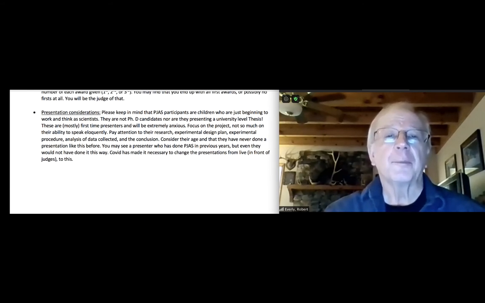Presentation considerations. Please keep in mind that PJAS participants are children who are just beginning to work and think as scientists. They are not PhD candidates, nor are they presenting a university level thesis. These are mostly first time presenters and will be extremely anxious. Focus on the project, not so much on their ability to speak eloquently. Pay attention to the research, experimental design plan, experimental procedure, analysis of data collected, and the conclusion, for their age, and that they have never done presentations like this before.